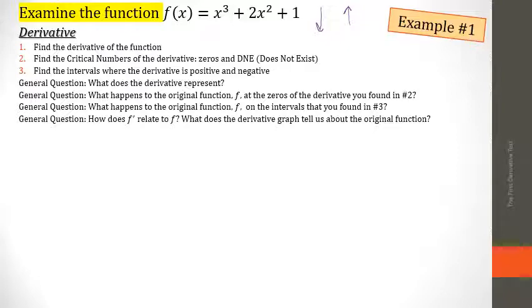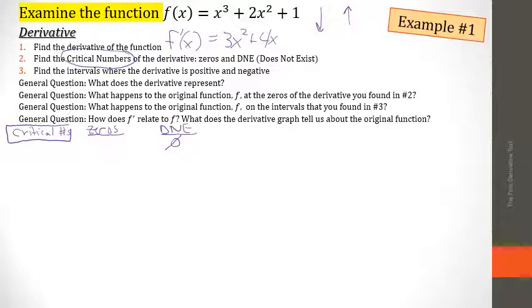So let's look first at the derivative of the function. So our derivative is 3x squared plus 4x. Now we need to find the critical numbers. So the critical numbers are two things. They are the zeros of the derivative and the d and e. Okay, there are no places where the derivative does not exist. That function 3x squared plus 4x always exists. So we just need to look at the zeros.